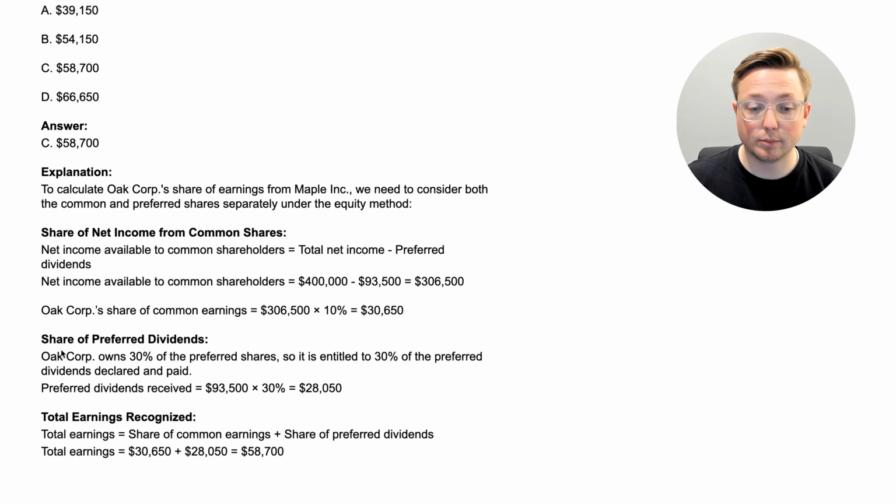And then we go down to the preferred dividends. Oak Corp owns 30% of the preferred shares, so it is entitled to 30% of the preferred dividends declared and paid. So that means $93,500 multiplied by 30% gives you $28,050. So add those two together, and that gives you $58,700 of total earnings from having these investments.